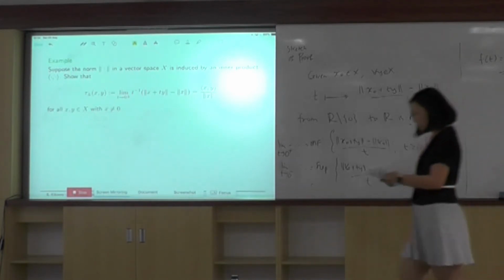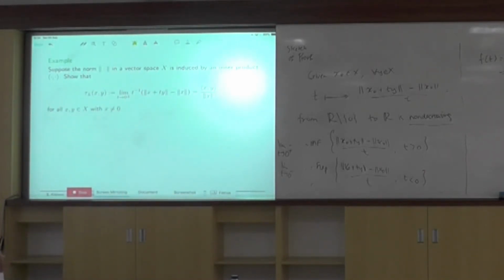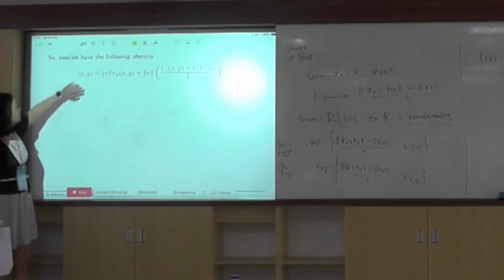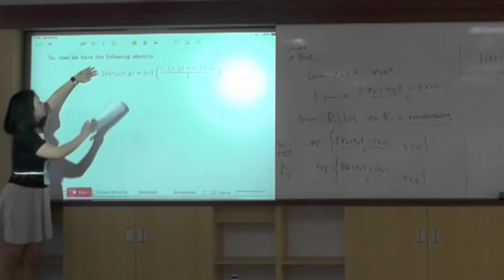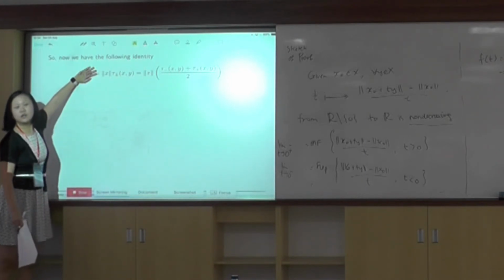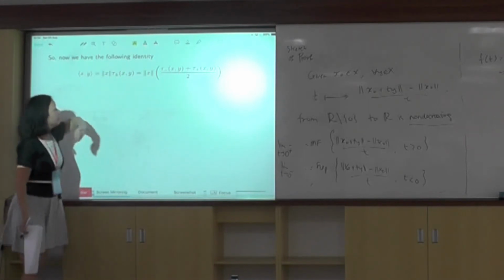Okay, so that means we have the following identity: the tangent functional of xy is this inner product divided by the norm of x, or if I rewrite it, inner product xy is equal to the norm of x times the tangent functional xy. Now if I don't have an inner product, the Gateaux derivative from the left and from the right are not always the same, depending on the norm.